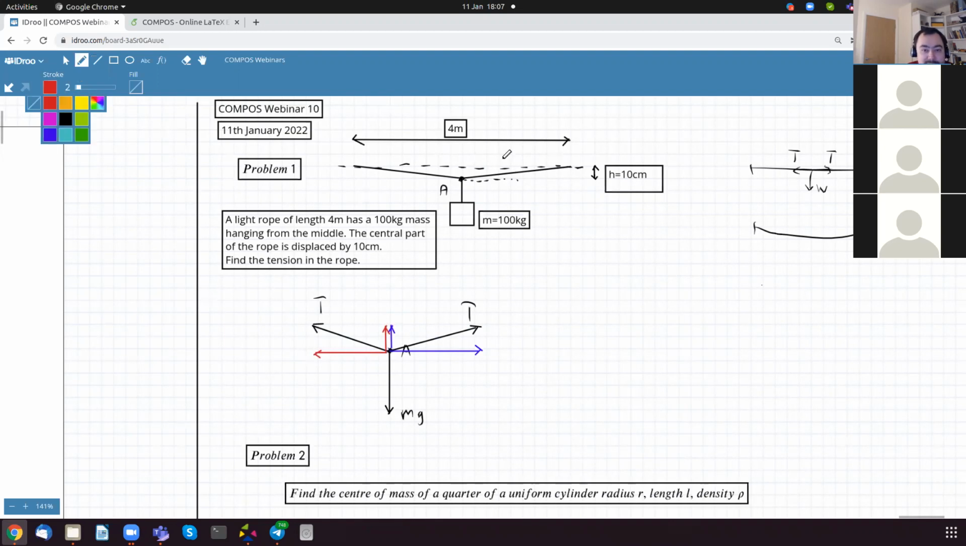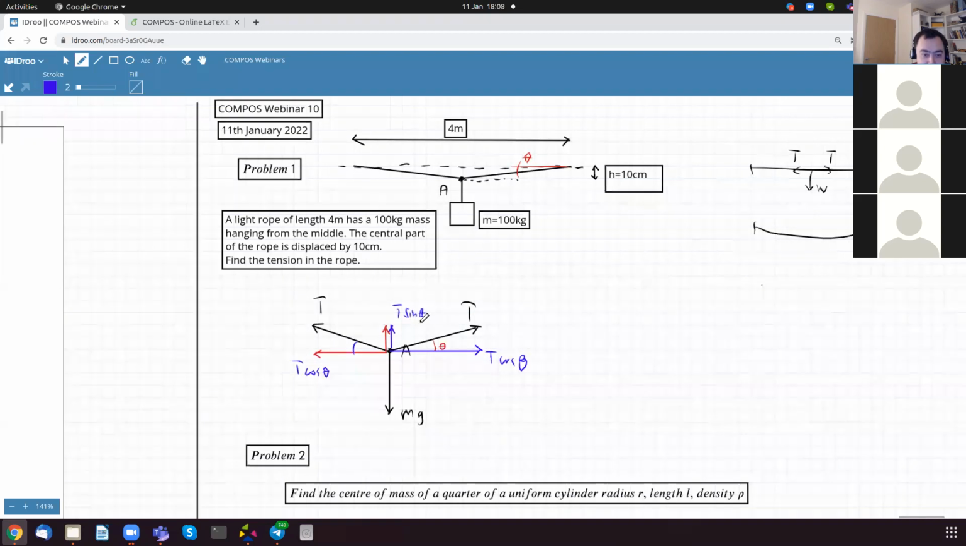Okay, and let's introduce this angle. We call this angle theta. That means this component is T cos theta, and this one is also T cos theta. And the vertical components are T sine theta and T sine theta.